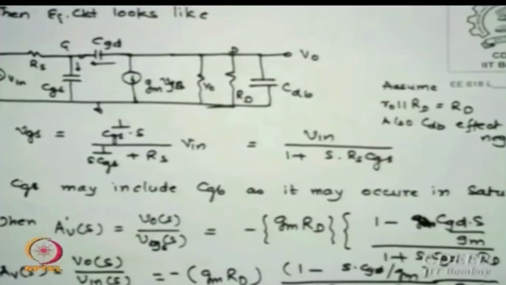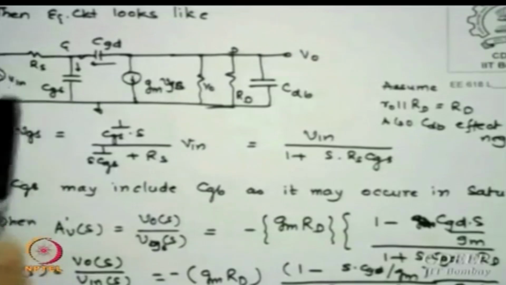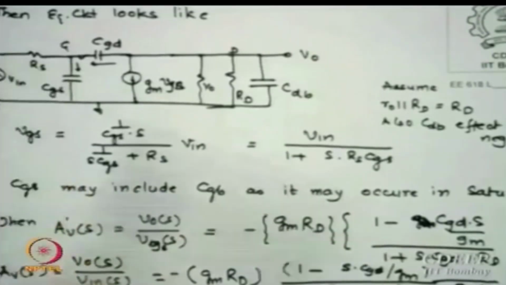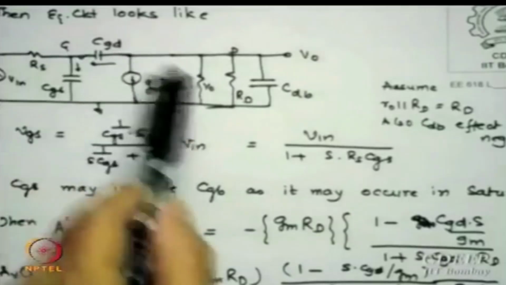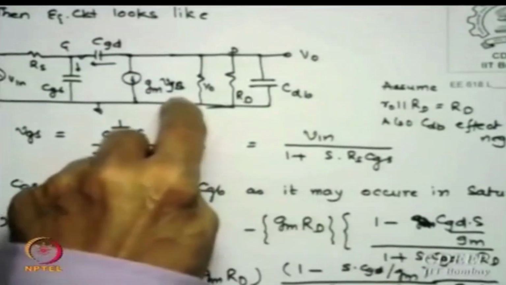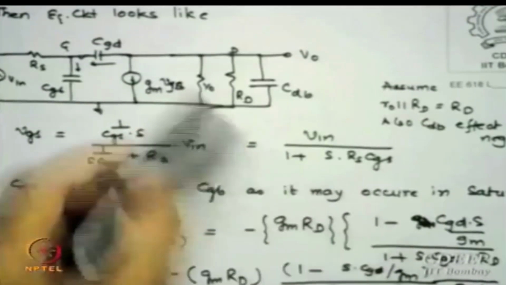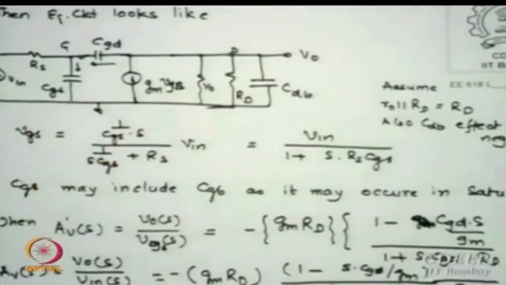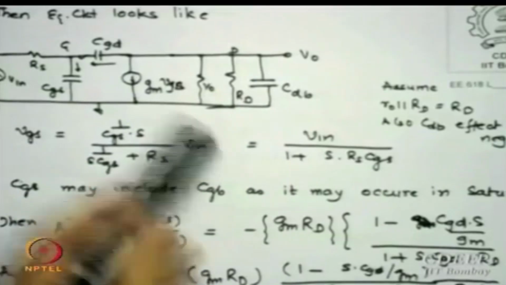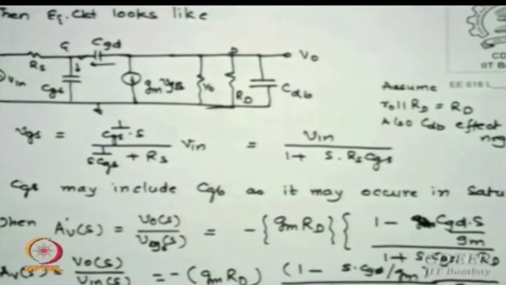So here is the equivalent circuit of a MOS transistor amplifier, common source. I am applying an input signal through a series resistance of the source RS. This is my CGS, this is my CGD, this is my current source GMVGS. Please remember this is not Vn, this is GMVGS, this is R0, RD and CDB. We can always calculate VGS in terms of Vn by the simple divider rule, 1 upon CGSS upon 1 upon CGSS plus RS, and therefore I get Vn upon 1 plus RSCGS as the connection between Vn and VGS.